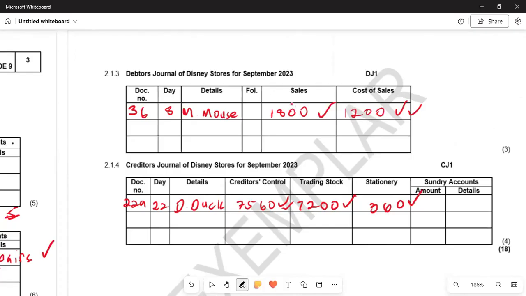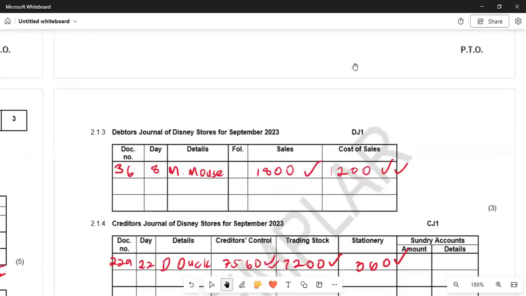document number 36 on the 8th, we were told that there were goods that were delivered to a customer, which means we sold the goods on credit to our customer, who is our debtor. So it's 1,800, which is going to go under the sales account because we sold goods for 1,800. Now we have to calculate the cost of sales. Whenever we have sales, remember we have to calculate the cost of sales.